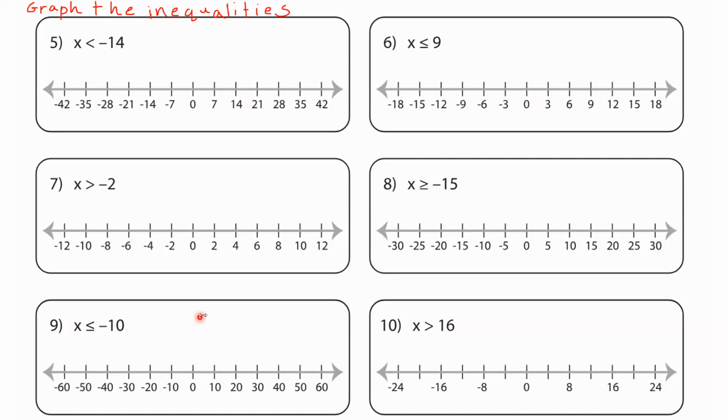Let me ask the question. Did you send your work from yesterday? Yes, sir. Okay, when she comes back, take a picture of your work and send it to me. Do you understand how to do this? Yes, sir. Make sure you use a ruler. Do you have a ruler? Yes, sir. Use a ruler to draw these lines and the arrows.